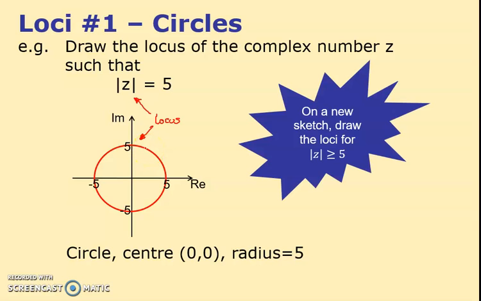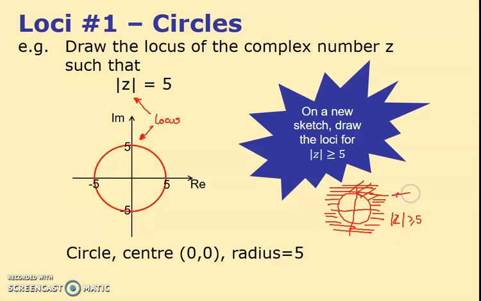And look, here's another one. Draw a new sketch. This time it says draw the loci for mod z is greater than or equal to 5. Well, that's a bit weird, isn't it? Because I've said before it's equal to 5, but let's have a think what this means. Now, when it's mod z equals 5, it's just a circle around here. But mine says greater than or equal to 5, so I think this is everywhere beyond the circle. So how best to draw that? You're going to have to shade it in some way. So this is mod z is greater than or equal to 5.